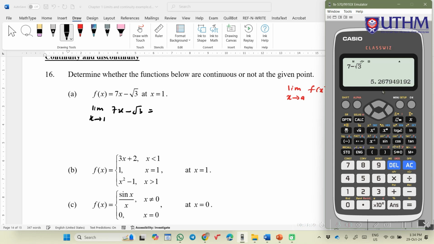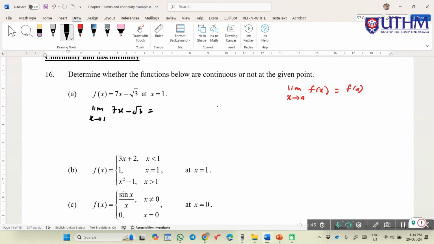This is 5.268. You can write your answer in decimal places, or 4 decimal places, or you can also write your answer as 7 minus 3. Never mind, because we know that this function has a value at the limit as x approaches 1.